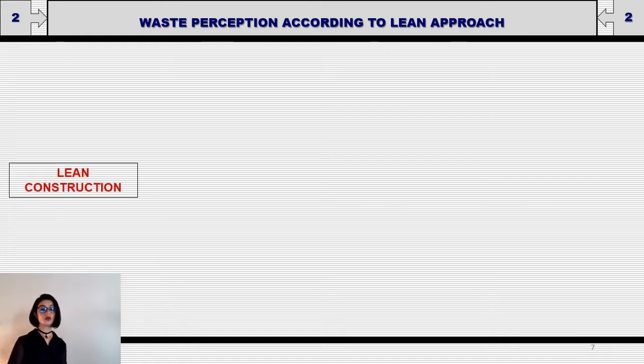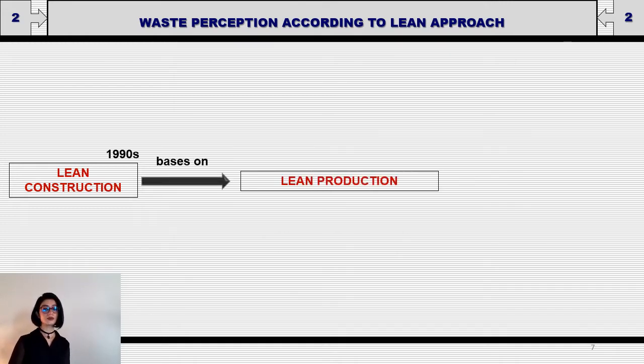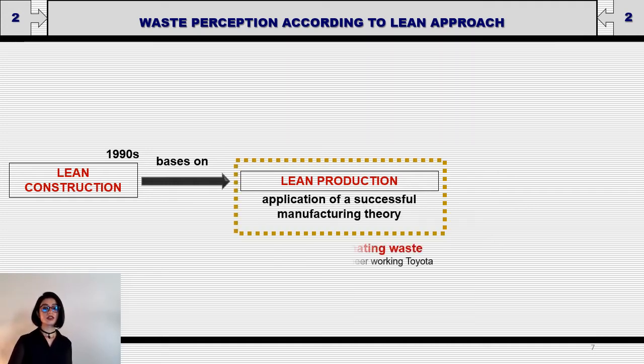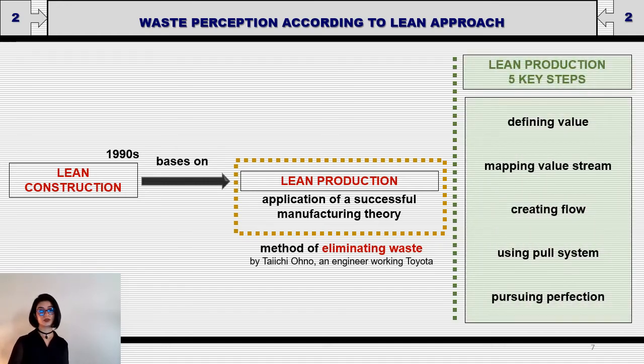One of the most important concepts, which is named lean construction, was introduced in the 1990s. It is based on the lean production idea, which is an application of successful manufacturing theory. This theory is a method of eliminating waste, which was developed by Taiichi Ohno, an engineer working at Toyota. Lean production has five key steps: defining value, mapping value stream, creating flow, using pull system, and pursuing perfection.